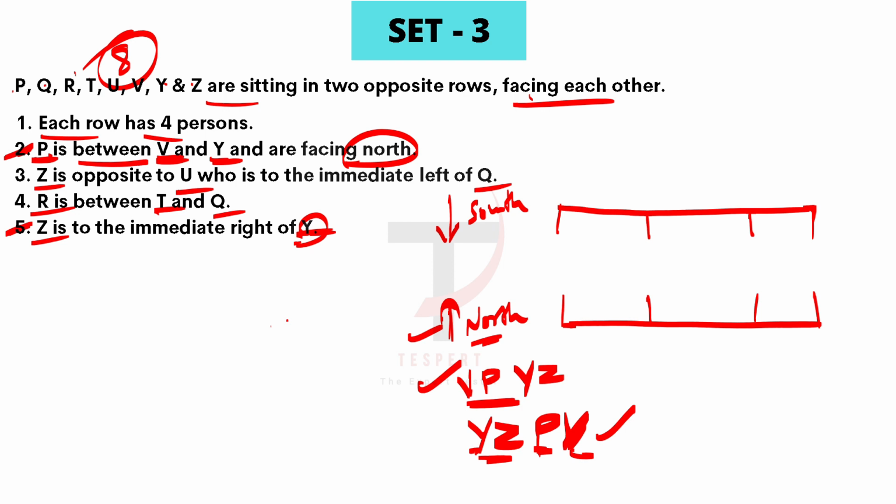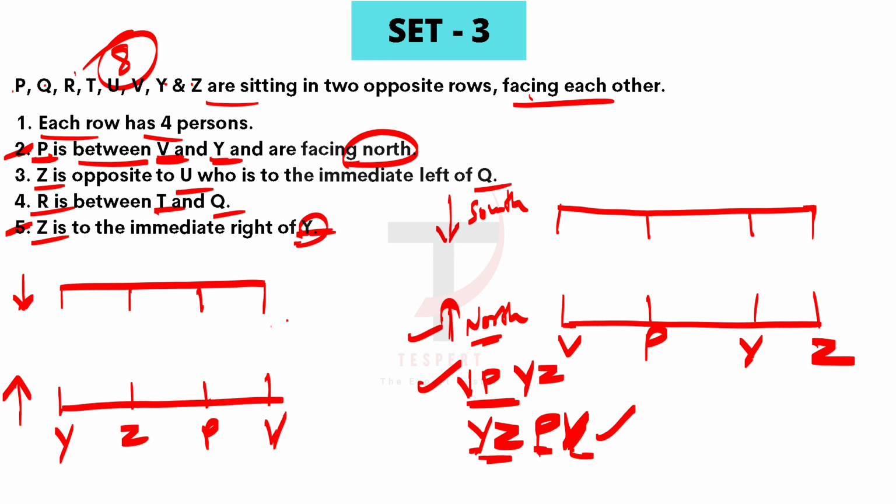All right, so let me figure out the two possible cases. This is case 1, which is V, P, Y and Z. So V, P, Y, Z is one case, and the second case is Y, Z, P, V. And if we consider the third statement, Z is opposite to U. See, why we consider the third statement is because the fifth statement and third statement are interlinked, because one of the elements in the fifth statement, the same element is in the third statement, Z and Z. That is the reason why we considered the third statement immediately after the fifth statement.